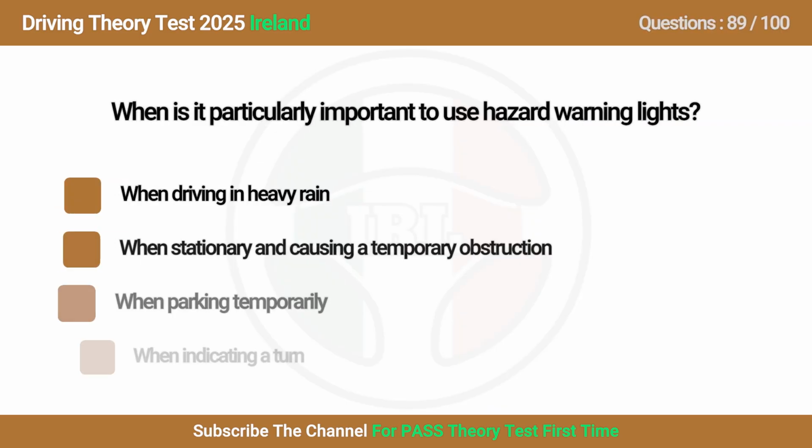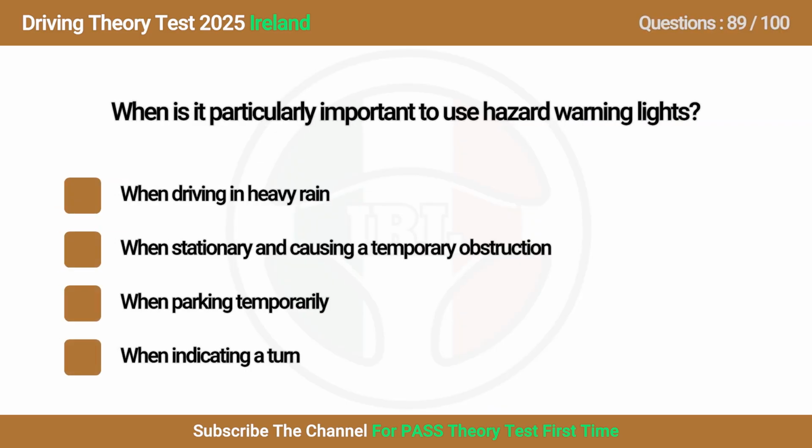Question 89. When is it particularly important to use hazard warning lights? A. When driving in heavy rain. B. When stationary and causing a temporary obstruction. C. When parking temporarily. D. When indicating a turn.